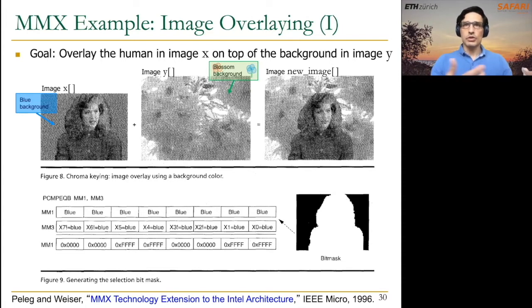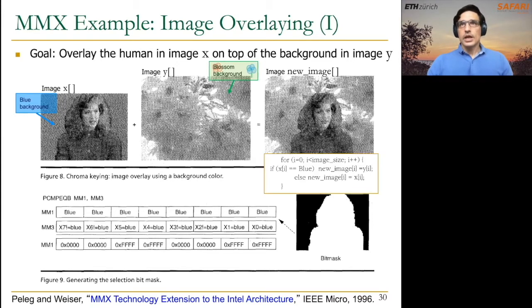In this case, we have a map of Switzerland behind. What we are going to have is a blossom background. The computation that we need to perform here is in reality very, very simple. If you write the sequential code, it's as simple as going through the whole image, pixel by pixel.